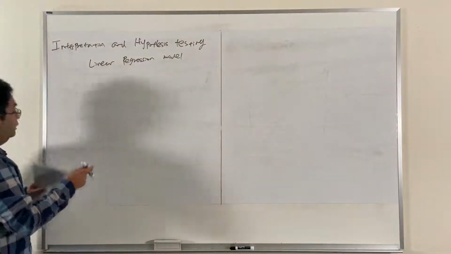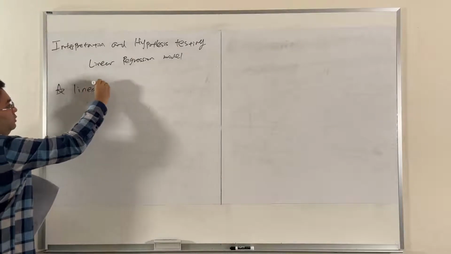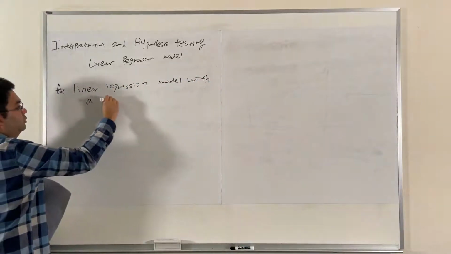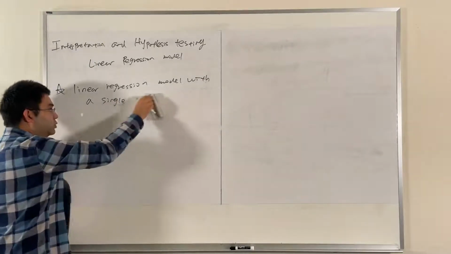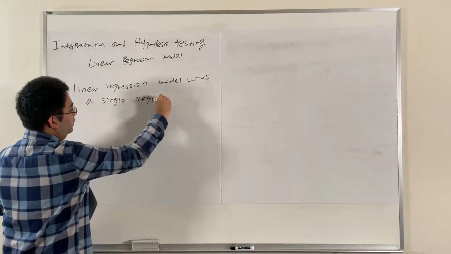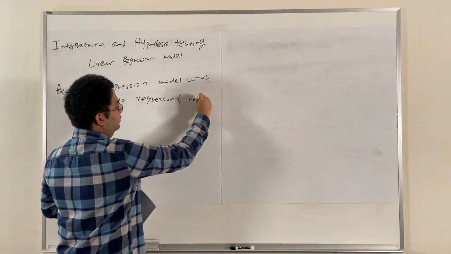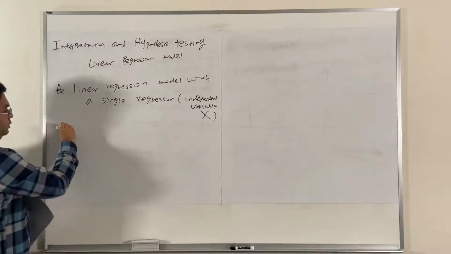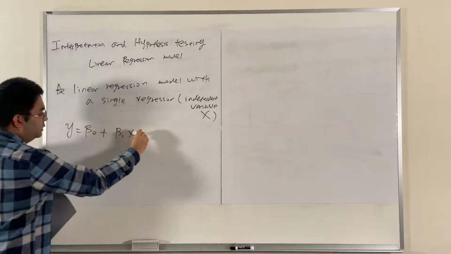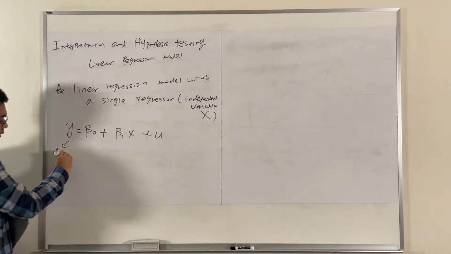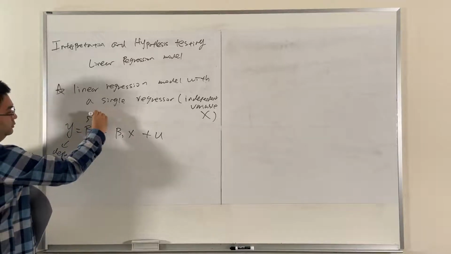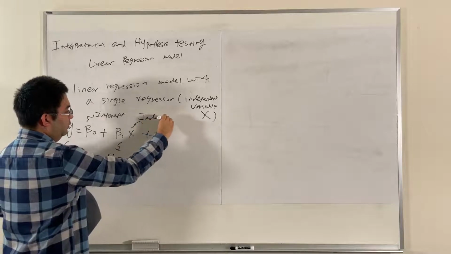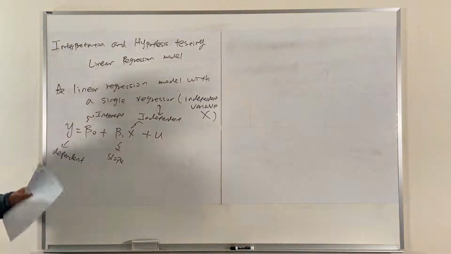Okay, so let me start by putting out the model we're looking at: a linear regression model with a single regressor. Now I'm introducing a term called regressor. A regressor is just your independent variable, which by convention people call x. We put out the model, y equals beta naught plus beta 1 x plus u. y is again our dependent variable, beta naught is our intercept, beta 1 is our slope, x is our independent variable, also called the regressor, and u is our error term.